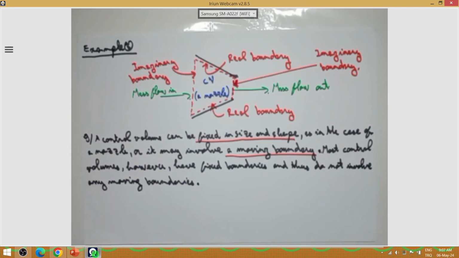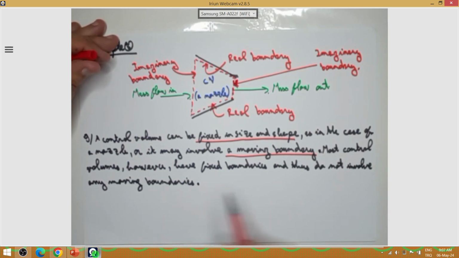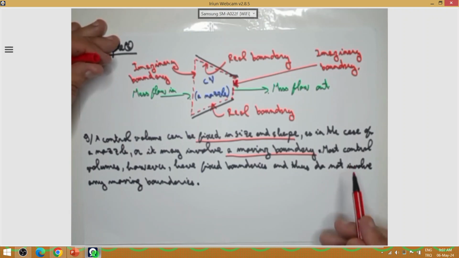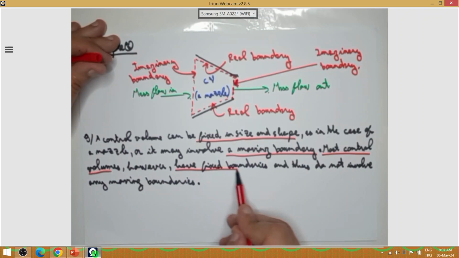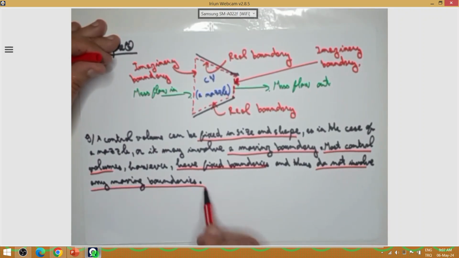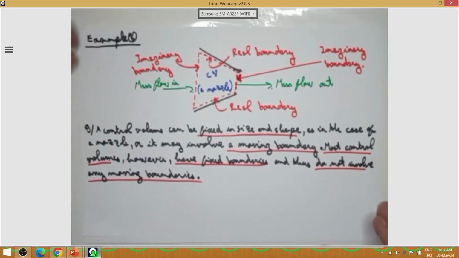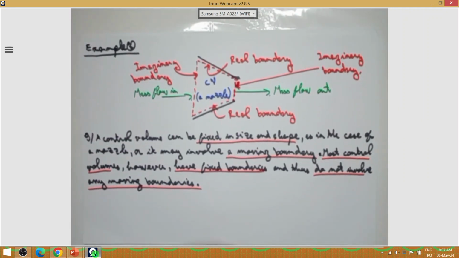So most control volumes, however, have fixed boundaries and thus do not involve any moving boundaries. So in most cases we find fixed boundaries, not moving boundaries, but in some cases we can find moving boundaries.